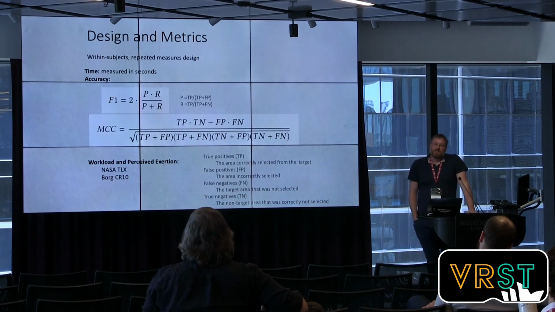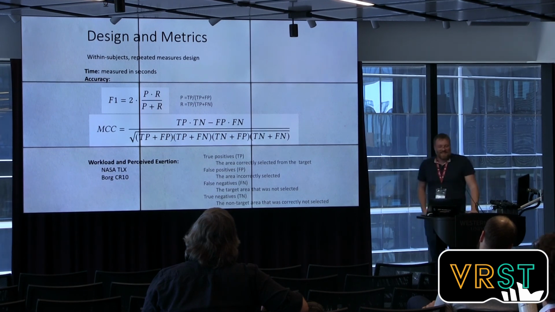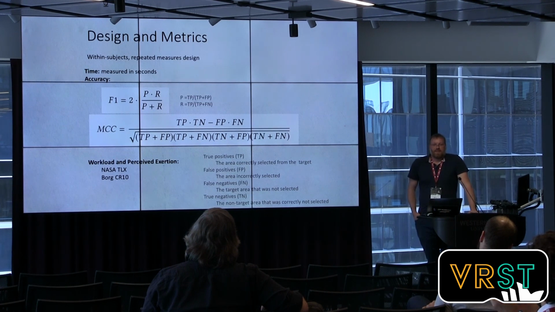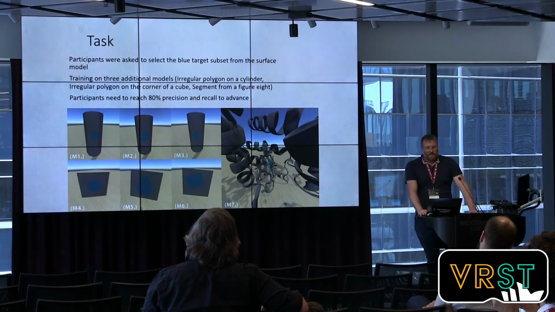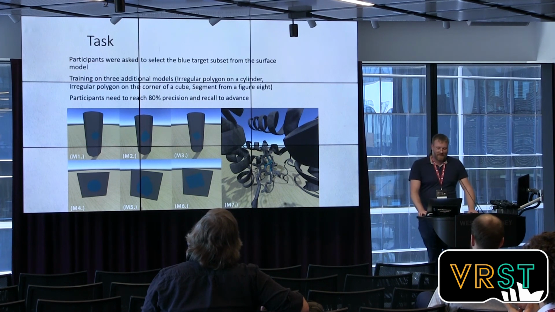We used a within-subjects design, repeated measures, so they used all 3 interfaces and all 7 models. The interfaces were fully counterbalanced to try to avoid learning effects, and the models were randomized, except we did M7 last for each interface for every user.